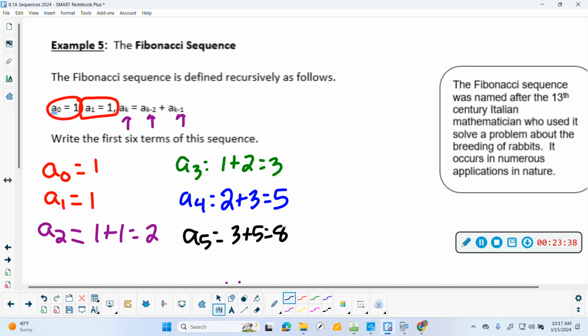Now, I know it says 6 terms. No, I stopped at A5. Do I have 6 terms up here? You do. Yes, because this time we started at what? 0. See what I'm saying?